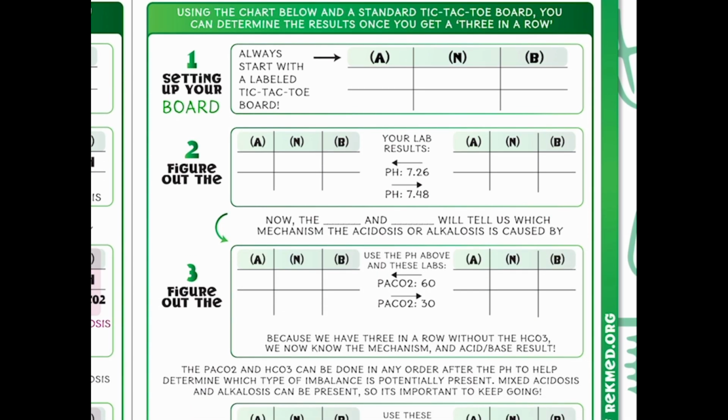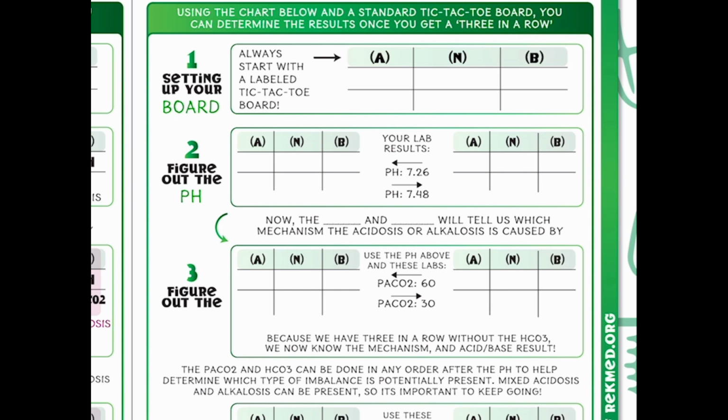In step 2, we're going to figure out our pH. The first thing we're going to look at is what is the pH of our lab results. In this example, you can see that we have 2 different results, so we're going to treat this as 2 different patients. Whatever you see on the top is patient 1, whatever you see below is patient 2, and each is going to be 1 patient.